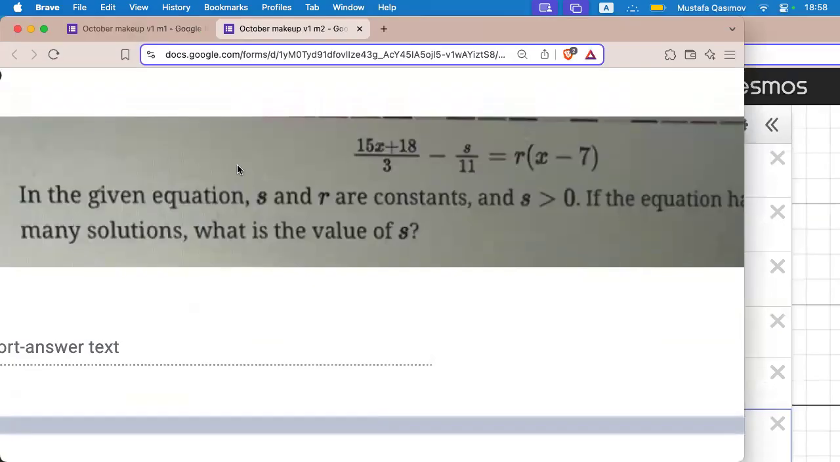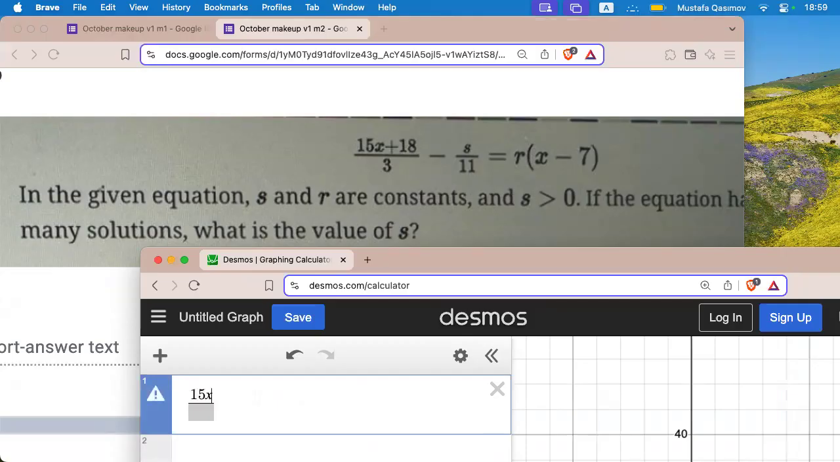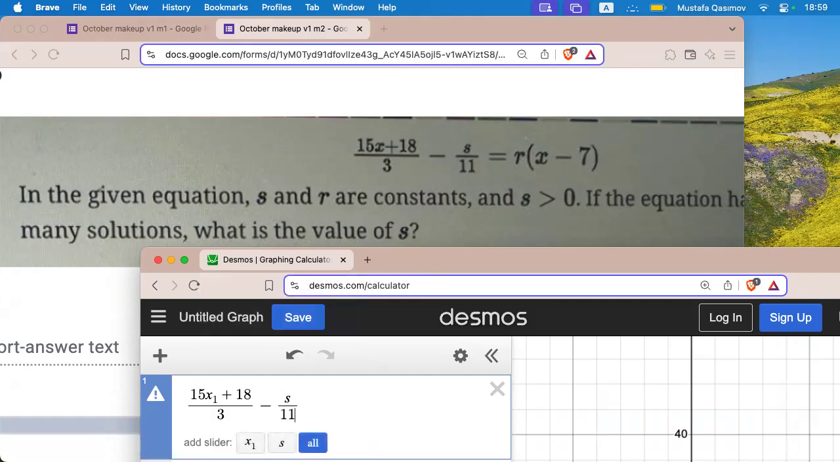This one says that there is an infinite number of solutions. When I say infinite number of solutions, it means that actually they are the same but in different form. Then we can use the list or random method. Let's use random. 15x1 plus 18. You have to just write this x1, 3 minus s over 11. Wave r x1 minus 7.